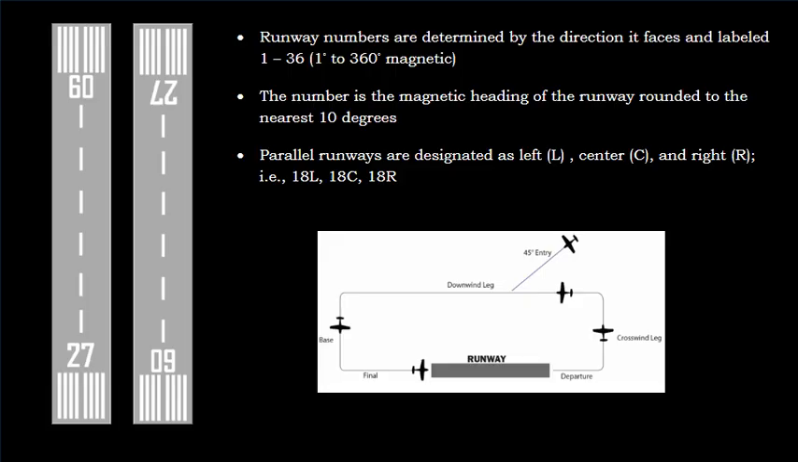For the exam, you will need to know that flights entering a pattern around the airport will always enter from a 45-degree angle.